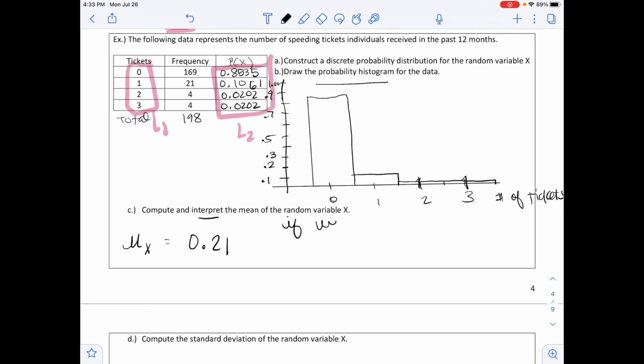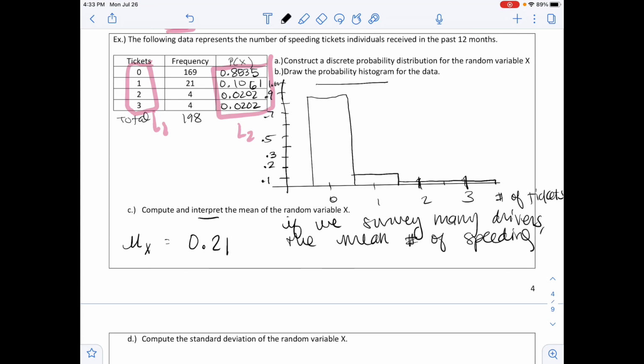And so again, if we were to survey many drivers, the mean number of speeding tickets in the past 12 months would be 0.21.